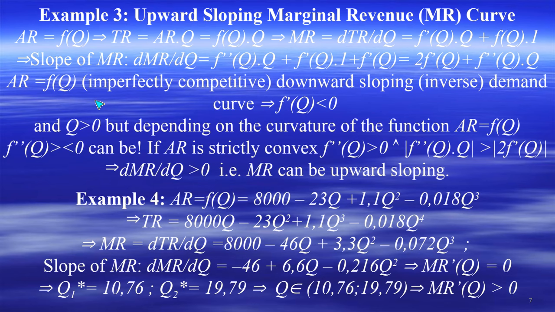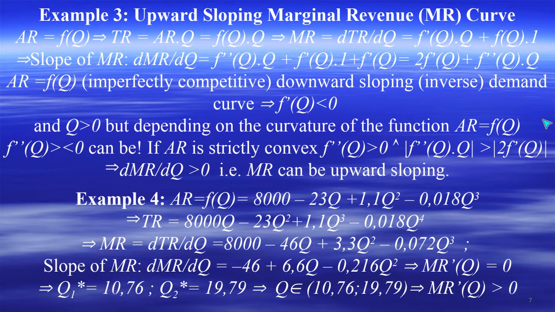So probably if it's not a Giffen good or a prestige good, which are rather rare cases, we would have an imperfectly competitive demand function, which is a downward sloping inverse demand function. f prime Q would be negative in most cases, in the general case. The inverse demand function will be downward sloping, as we depict in our economics books as well. And Q should be greater than zero. But depending on the curvature of the function, on the concavity or convexity of the function AR equals f of Q, our inverse demand function, the second derivative can be positive or negative. It can even be zero.